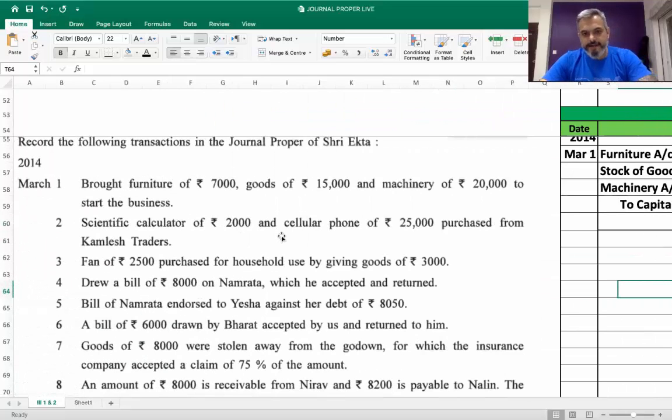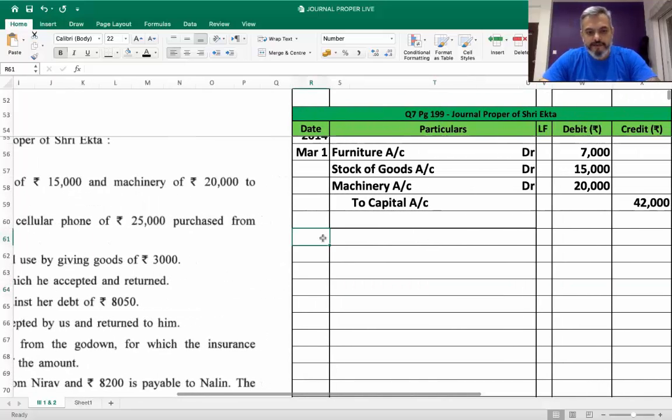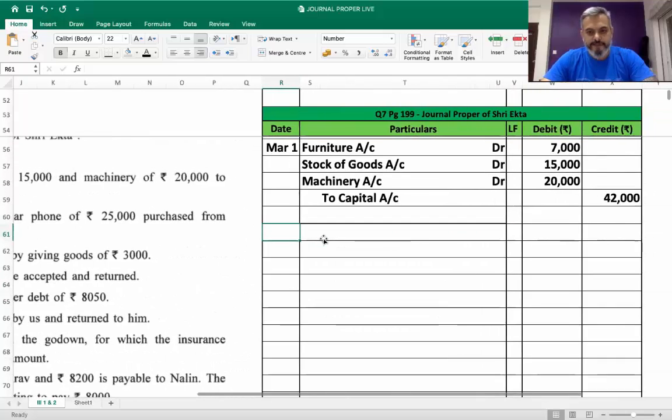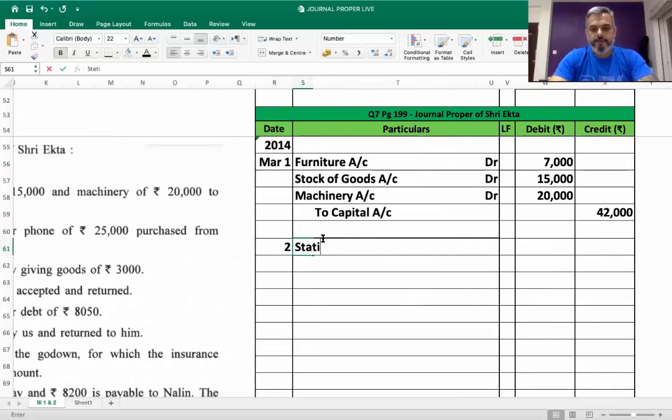Second, scientific calculator of 2000 and cellular phone, mobile phone or cell phone of 25,000 purchased from Kamlesh Traders. Now the calculator we purchased is our stationery expense. So second, stationery expense account debit. Now you may ask this question to me, that sir, why are we not writing calculator account debit?